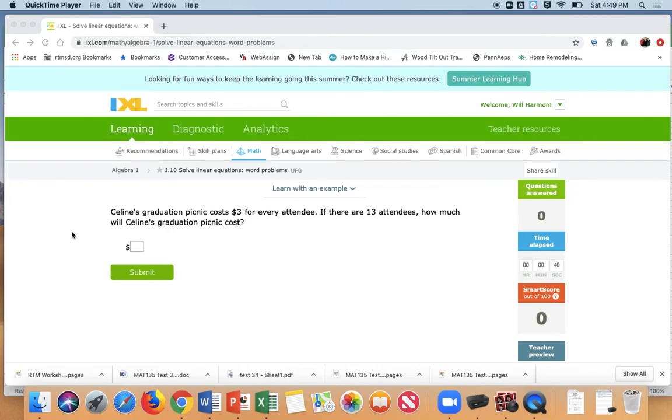All right, here we go. This is how you're going to do IXL J10 under algebra, solve linear equation word problems. It says Celine's graduation picnic costs $3 for every attendee. If there are 13 attendees, how much would it cost? So I'm going to do 3 times 13, and that's going to give me 39.